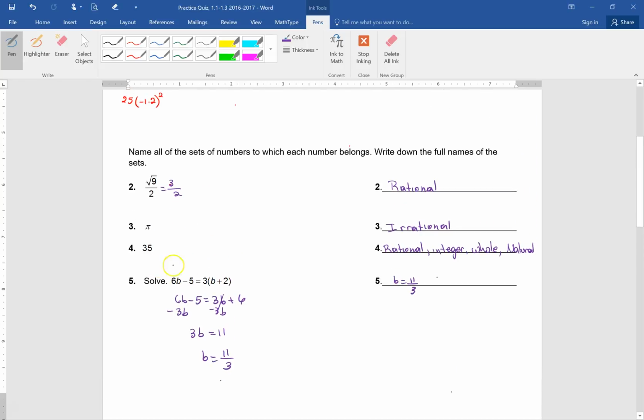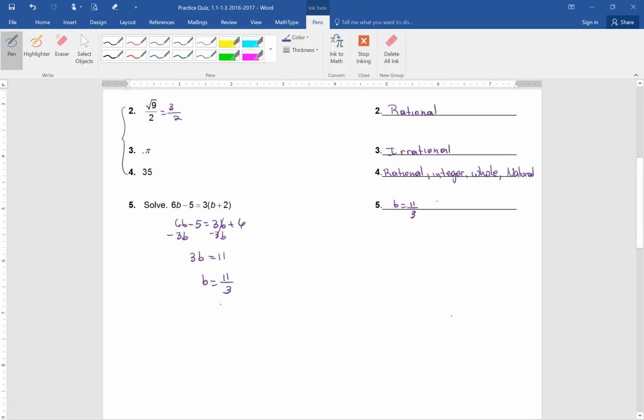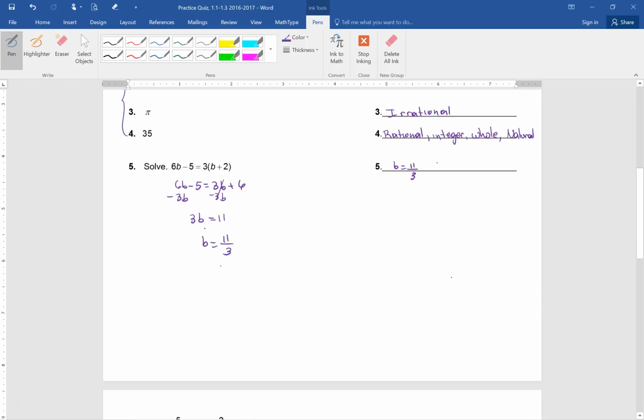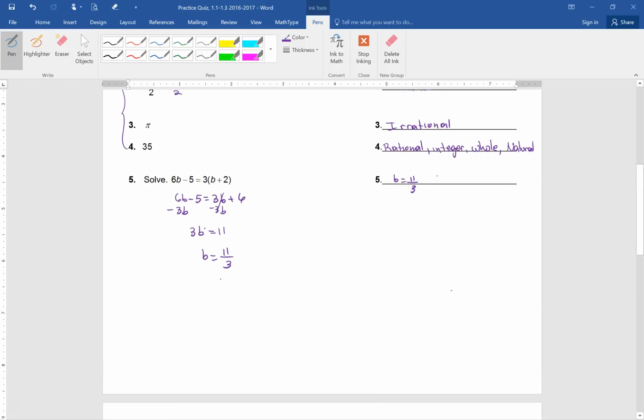No, this one just says solve. So for rational and so on, that was for 2 to 4 only. On the quiz, I'll have specified which numbers each one belongs to. I added 5 to both sides. Oh, okay. Quick question. What's the question on the homework?